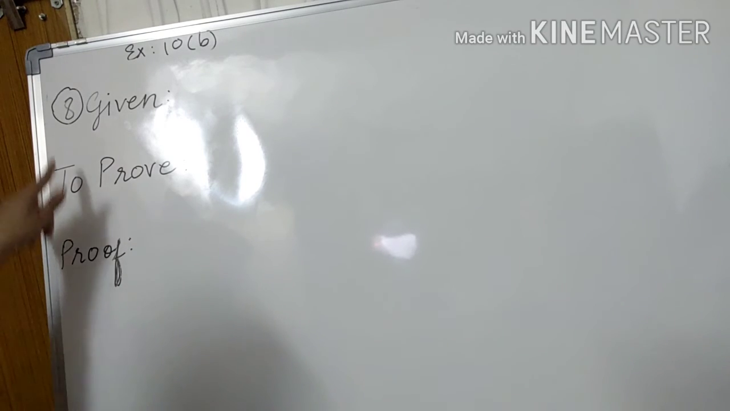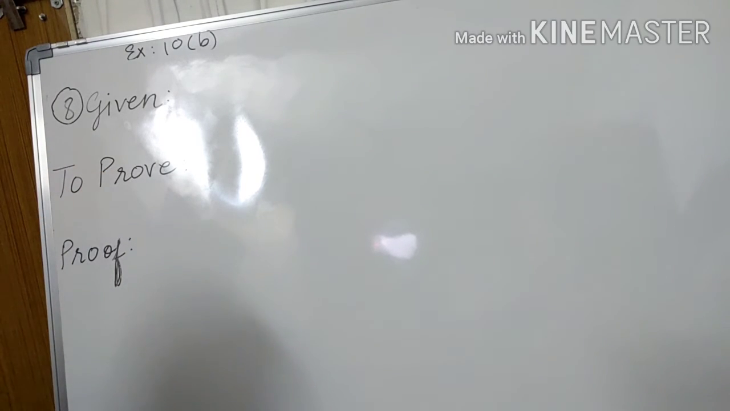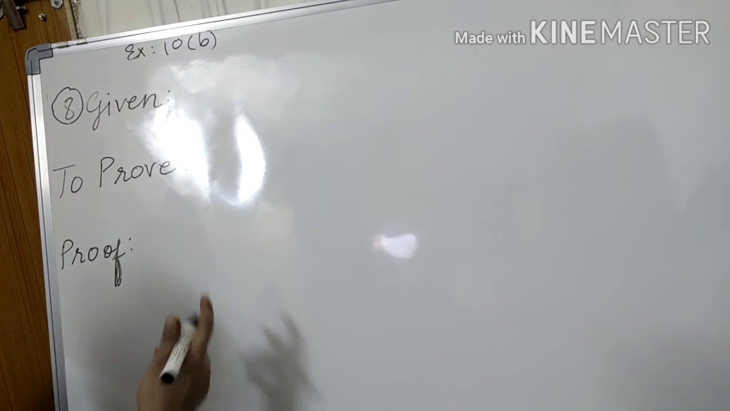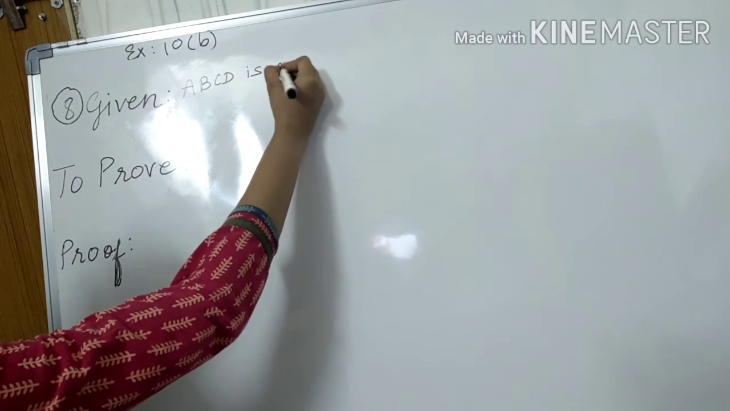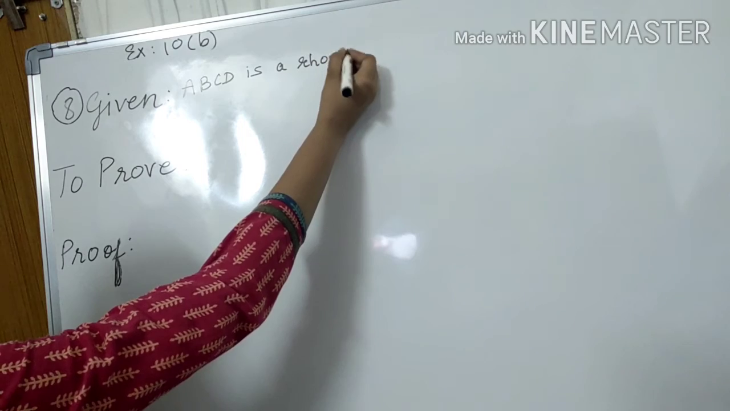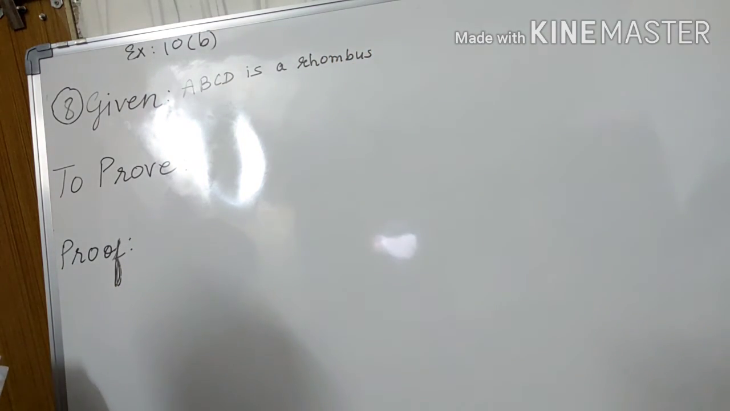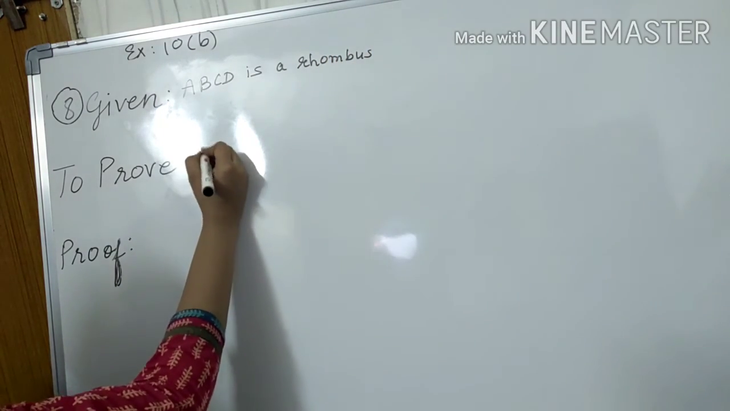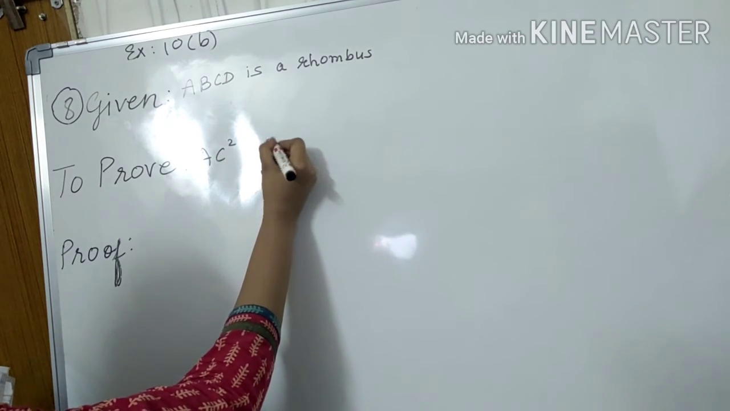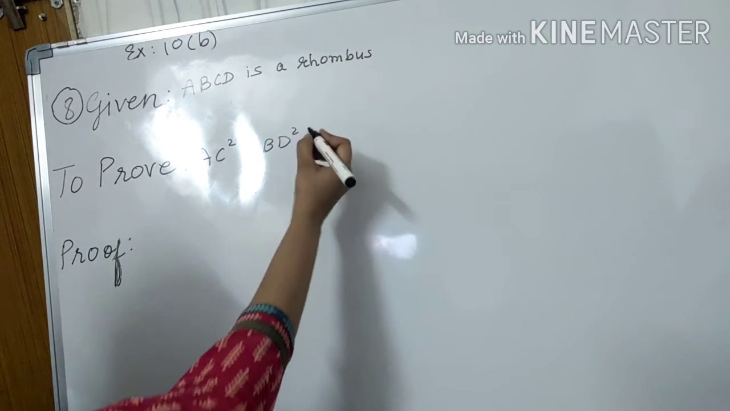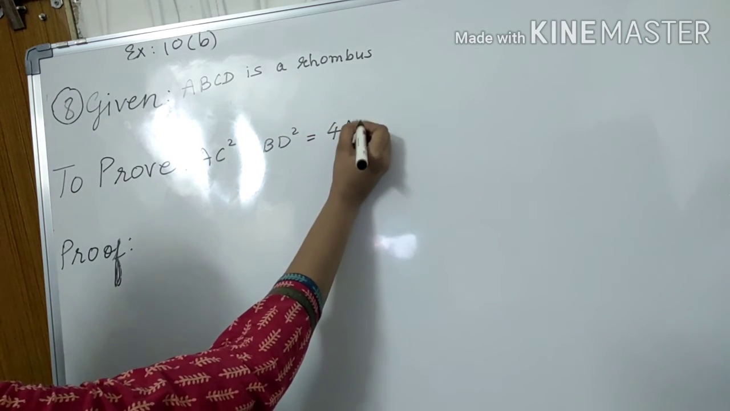Now let us move on to question number 8. Here first of all we have to read question number 8. Question number 8, ABCD is a rhombus, prove that. So here I am writing the given part, ABCD is a rhombus, and the to-prove part is AC square plus BD square is equal to 4AB square.